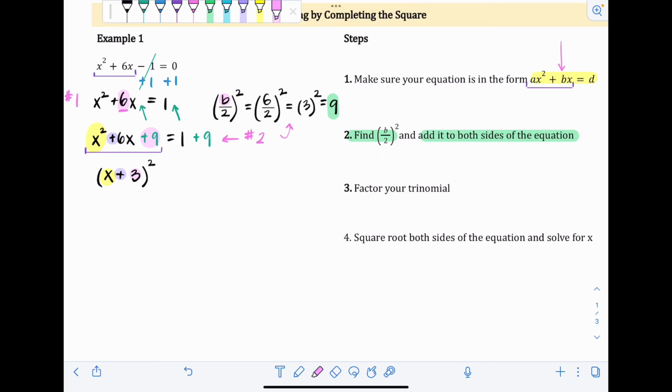So one more time: it's the square root of the first term, so the square root of x squared is x. You take the sign from the middle, so if it's a plus, you do plus, if it's a minus, you do minus, and then you take the square root of the third term. So the square root of 9 is 3, and then we bring down the equal sign, and now we need to add these two together, so 1 plus 9 is 10.